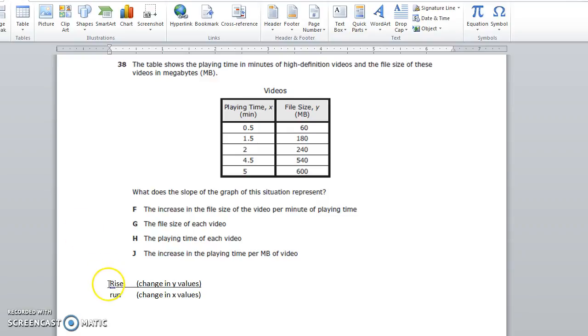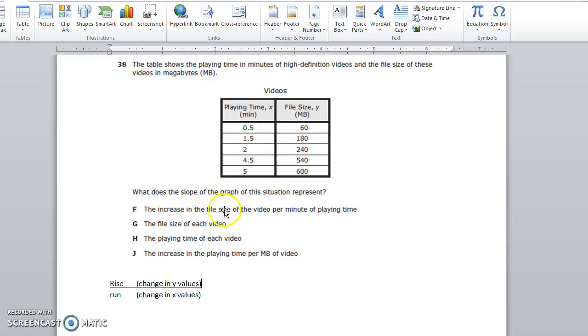Because when you rise, you're going up and down. And when you go up and down, what's changing? The Y values are changing. When you do a run, that's going left and right. That's when your X values change. So basically, my rise is when my Y values are changing. My run is when my X values are changing. Okay, so what does the slope of the graph represent?